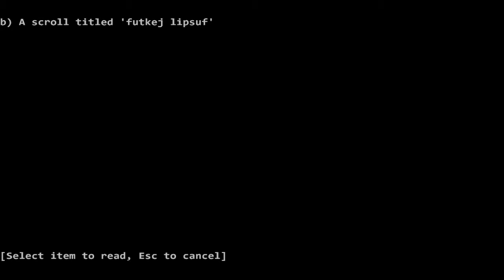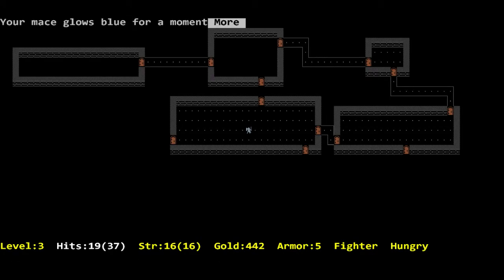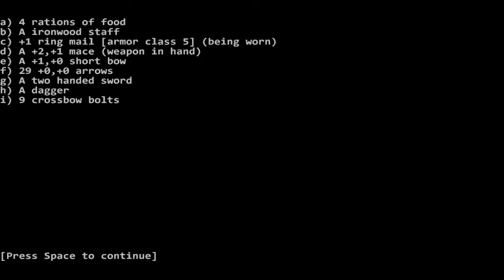Let's read that scroll. It vanishes. Your mace... Oh no, it was enchant weapon. See, this now would have been bad. I think if we had the two-handed sword in our hand, even if it was cursed, we would have enchanted it and then the curse would have gone away.